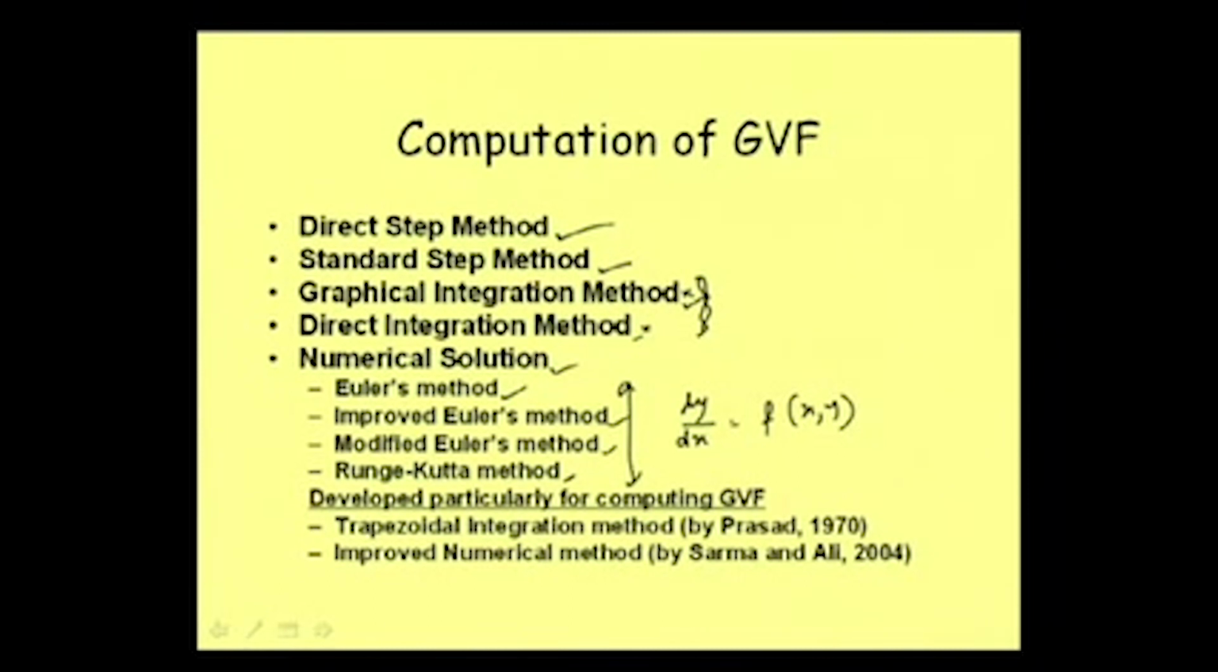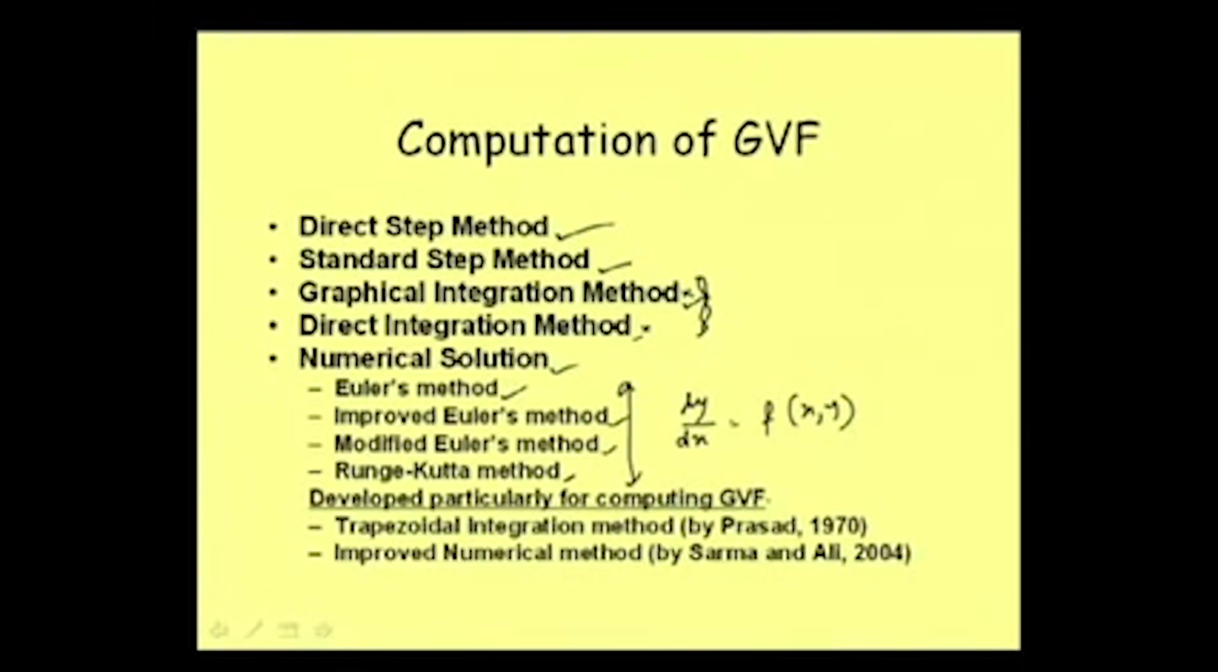Then of course, for solution of gradually varied flow, particularly out of these methods, there was the trapezoidal integration method. This is nothing but the modified Euler method, and that was applied by Prosat in 1970 first for solution of gradually varied flow, and that's why I am putting it under a different heading, as developed particularly for computing gradually varied flow.